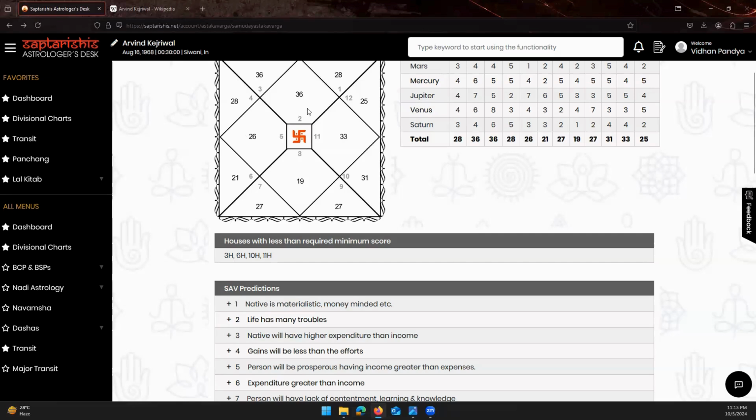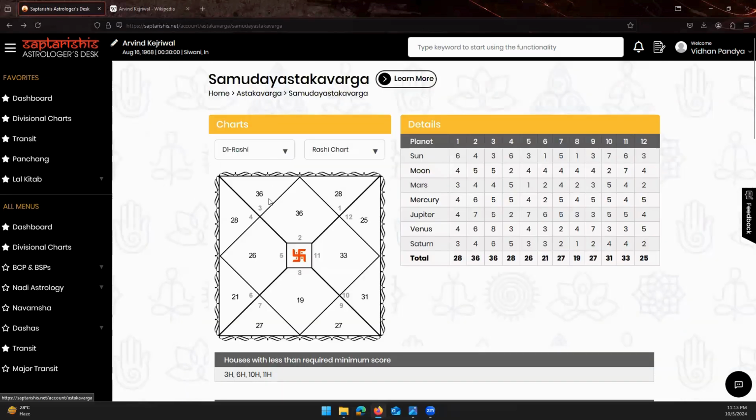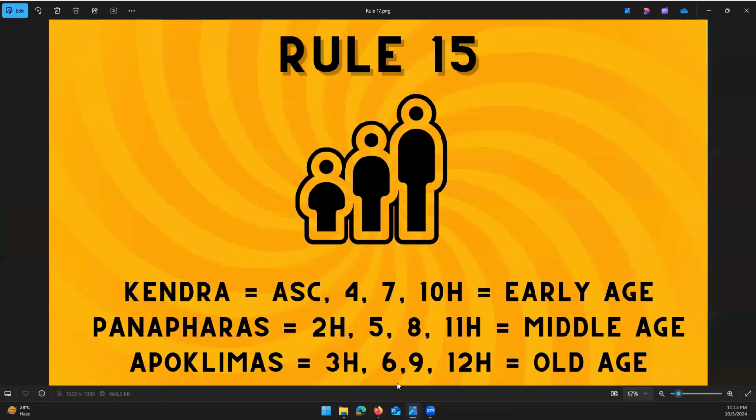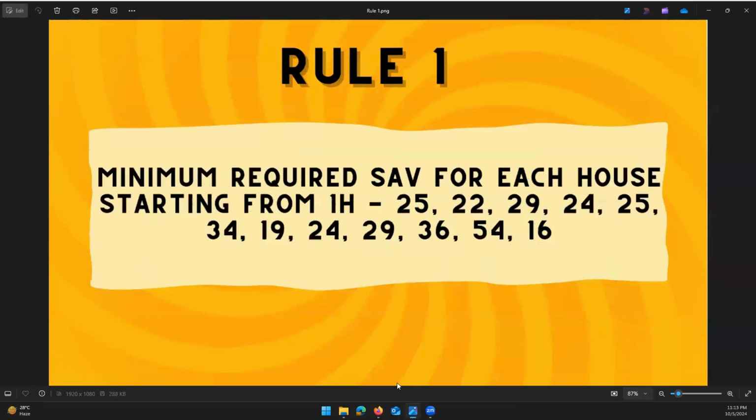So, like this is the chart of Arvind Kejriwal. You just told me that 25 points minimum is the first indication. Correct. What is the minimum parameter, this will be the point to consider whether it is a strong or weak house. So the first house recommended number of points is 25. Second house, 22.